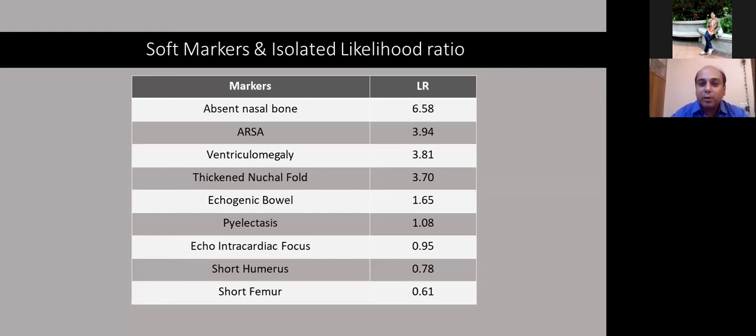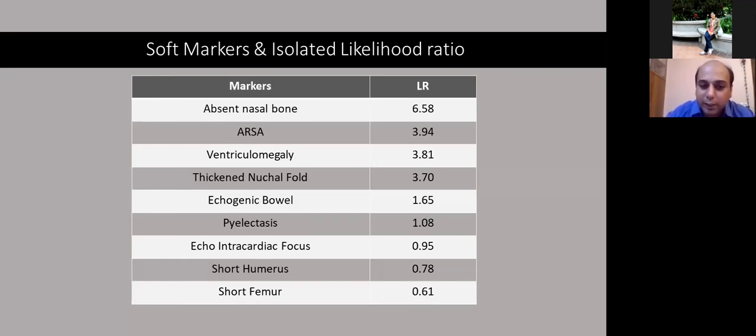So this is the table in which I have tabulated the isolated LRs of each and every soft marker. If we see a bit carefully, for the last 4 soft markers, their isolated LRs are very close to 1. So if we divide anything by 1, the answer is the same. That means if in a fetus a solitary soft marker consisting of pyelectasis, either echogenic intracardiac focus or short humerus or short femur is present, then their risk does not change.